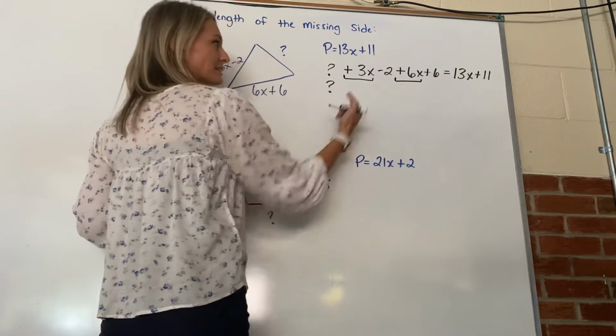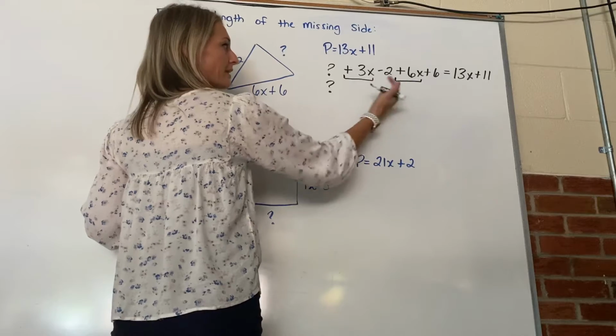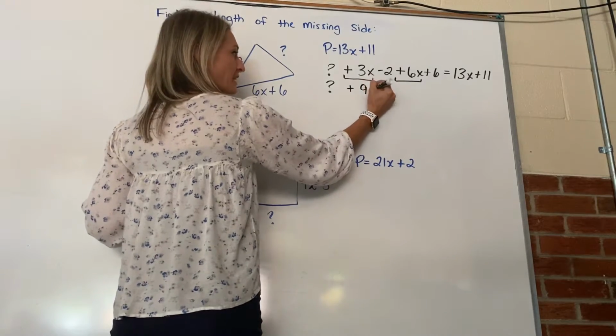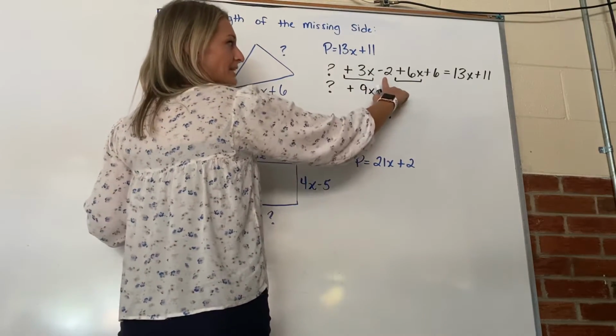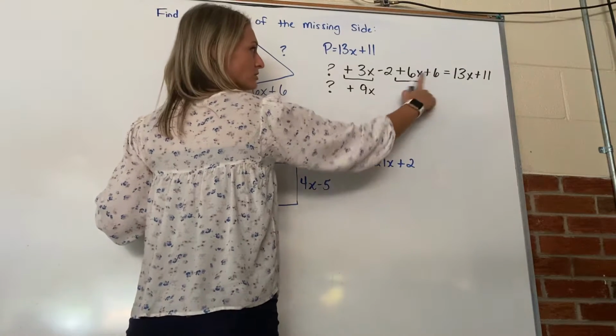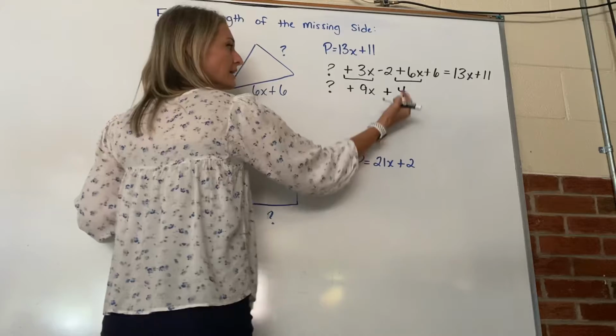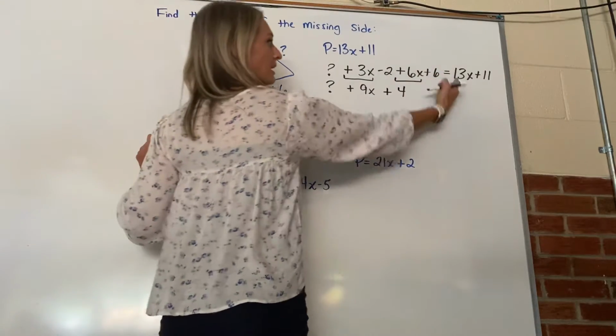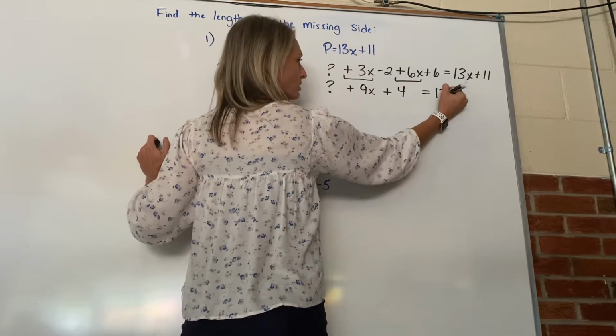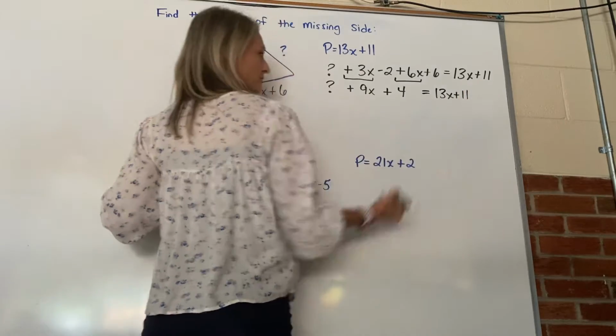So my 6x and my 3x will combine. When I add those, I get positive 9x. And then my negative 2 and my 6 will combine. So negative 2 plus 6 is 4. So it'd be plus 4. And so that's that part. And then I'm going to bring down my equals 13x plus 11, okay?